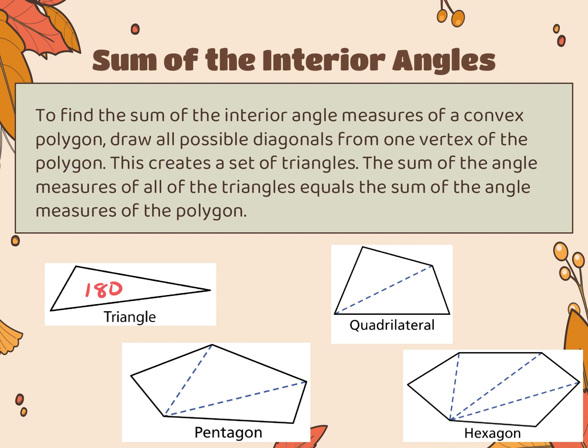But if you have a quadrilateral, you choose one vertex and then draw in as many diagonals as you can. It can only have one when it goes out of that one vertex, creating two triangles. So 180 here, 180 here. So 180 plus 180 is equal to 360. This is how they're coming up with the formula that I'm going to show you on the next slide.